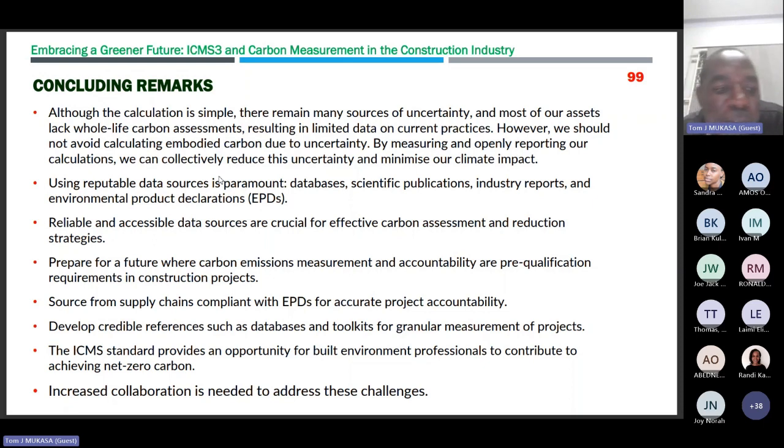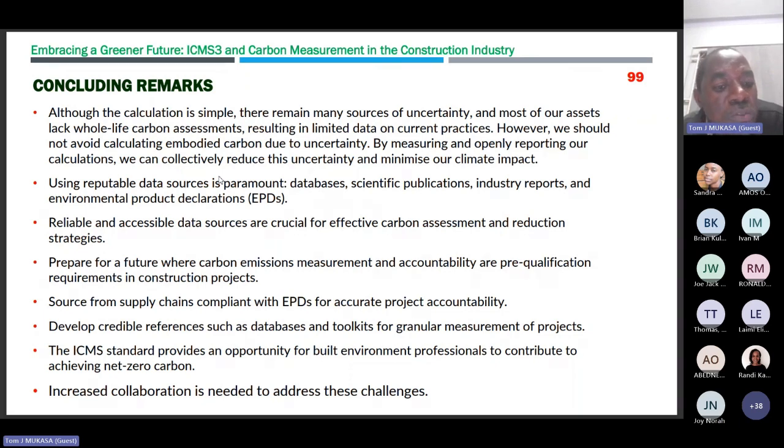So you have to have some level of accuracy, then prepare. We need to prepare ourselves for a future where carbon emissions measurement and accountability are a pre-qualification requirement in construction projects. So you know what is going on in the region. We are being accused of affecting the climate, so we have to produce evidence. So measurement of carbon becomes important.